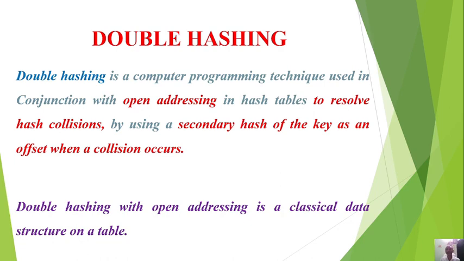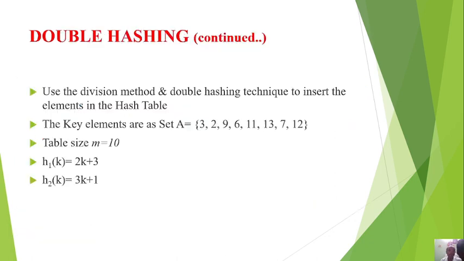So for this type of process, we are using two hash functions in the double hashing method. Double hashing with open addressing is a classical data structure on a table. In this particular point, we have to know what is a double. Double means two. Here we are using two hash functions. So this is a very, very important point.